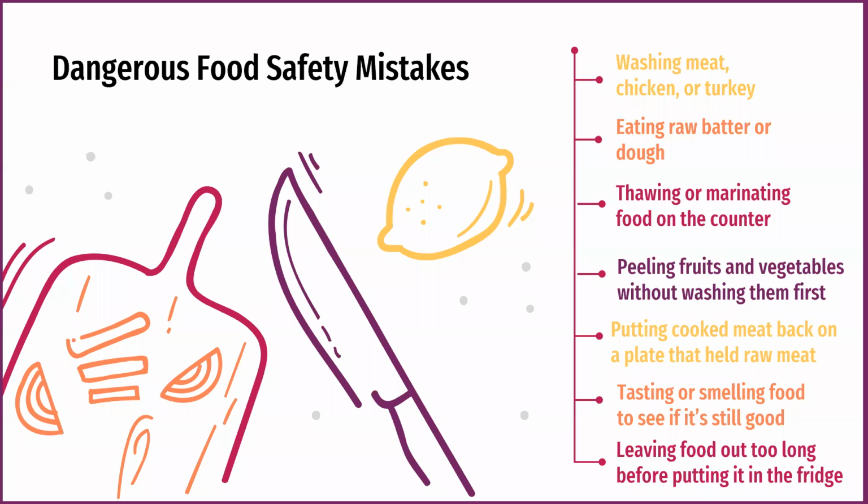Putting cooked meat back on the same plate that held the raw meat. Germs from raw meat can spread onto the cooked meat. So always use separate plates for raw meat and cooked meat. And the same rule applies to chicken, turkey, seafood, or any other things like that that are raw and cooked.